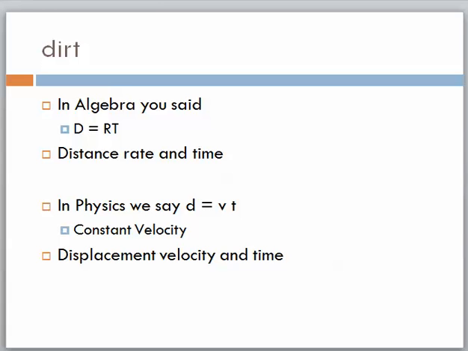Good old-fashioned dirt. Nothing wrong with dirt. Well, in algebra, you had equations. You did a lot of work with distance equals rate times time. Your teacher probably gave this to you as a dirt equation, meaning you had D, R, and T. Distance, rate, and time is what this relationship is. This equation is a relationship between distance, rate, and time.